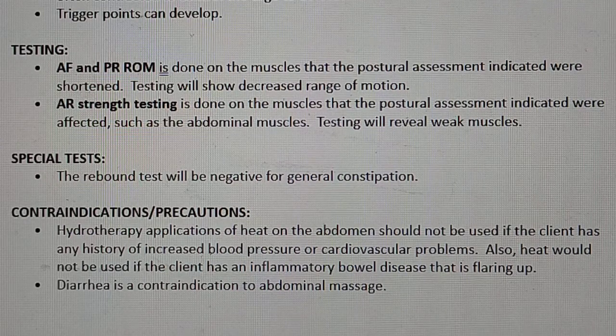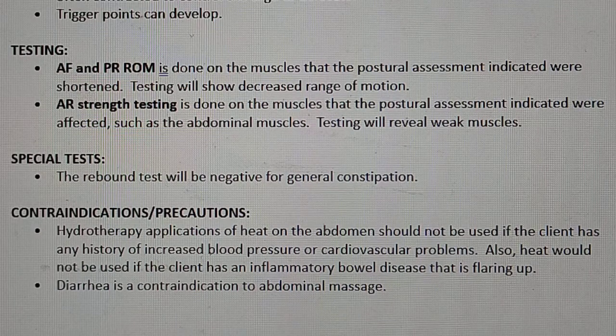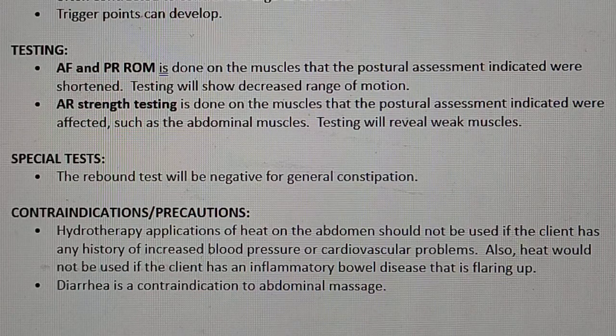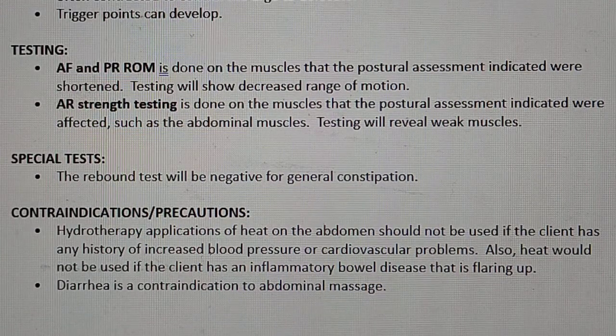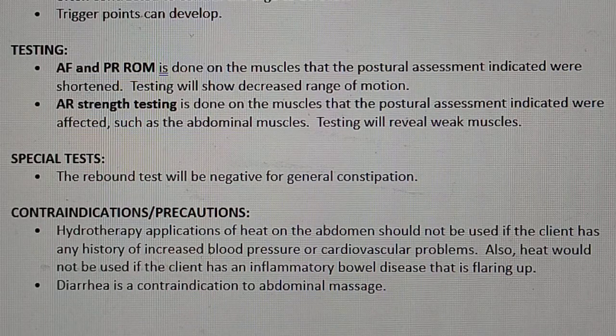Okay, also heat would not be used if the client has an inflammatory bowel disease that is flaring up, that is active. Inflammatory bowel disease means there's inflammation in the bowel, in the colon. There's this kind of disease, so you don't apply heat to any inflamed area in the colon. Okay, if the client has this flare up or the disease is active.